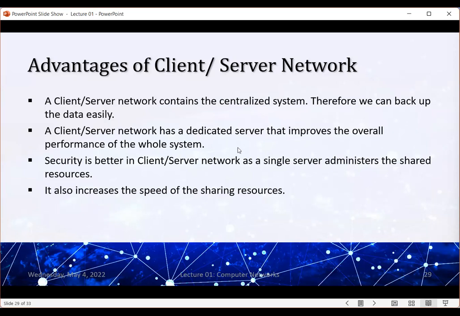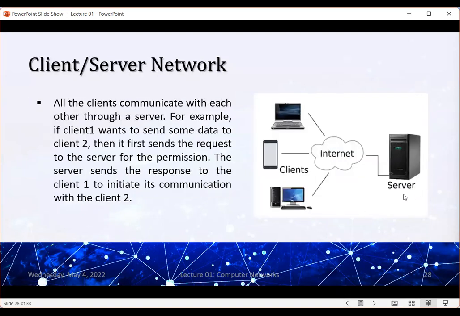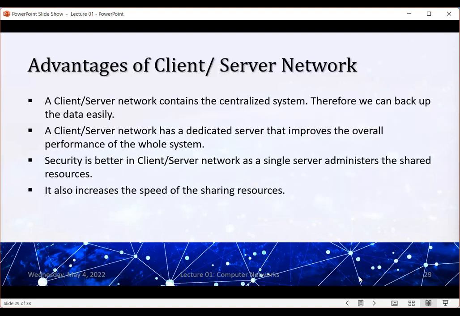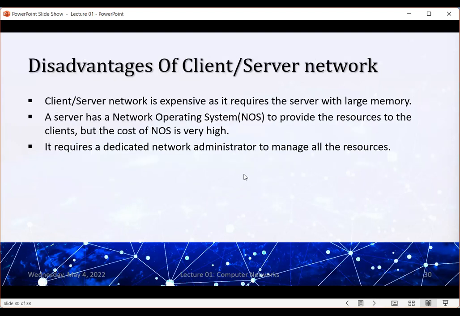The main advantage of the client-server network is we can keep all the files, all the databases, all the information in the server. So we can keep the performance of the server at the highest rate. And if we want to apply any security mechanism, we can apply it in the server, in the client-server network architecture. And the disadvantage is, if we maintain a server, it's very expensive.